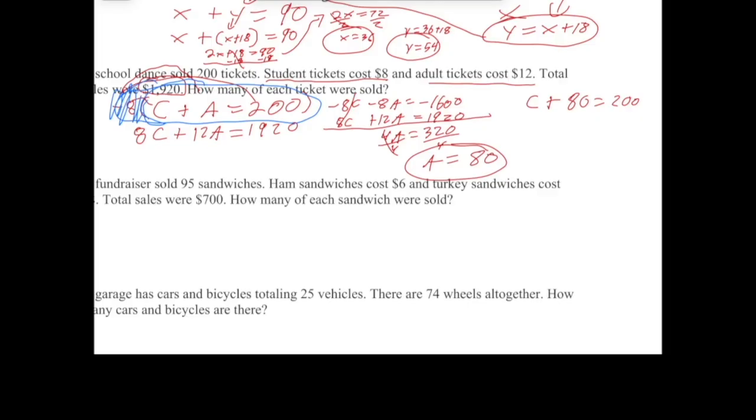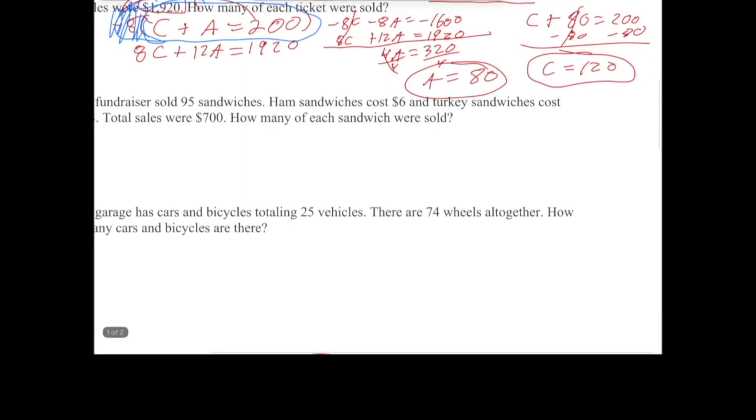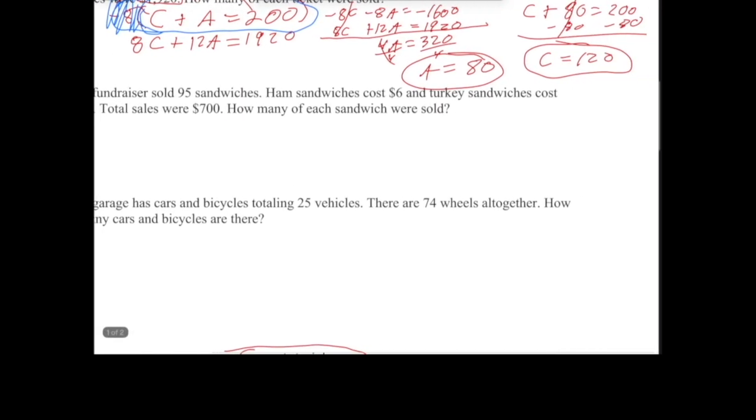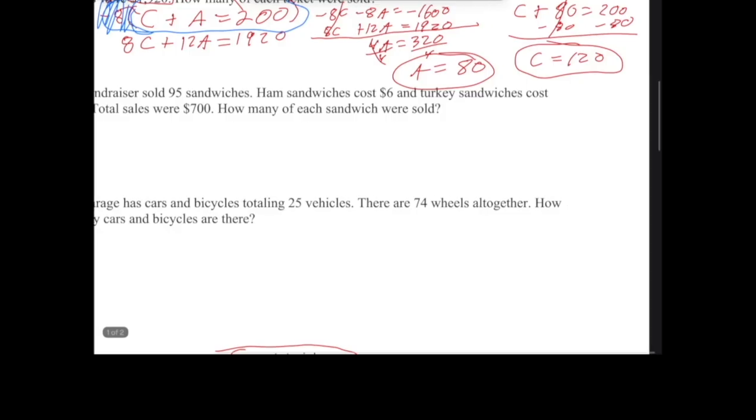And so now I'm going to subtract 80 from both sides. They die. C equals 120. 120 students, 80 adults, okay? That's a big ratio. Guess those kids can't get in any trouble.